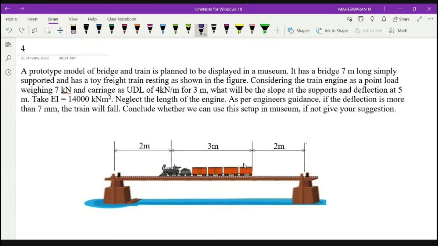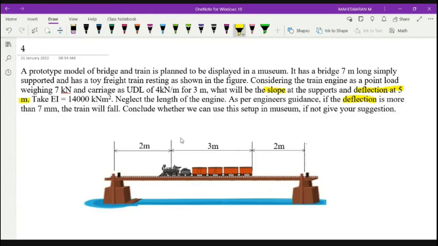The question is, they are asking two questions. Number one, you have to identify the slope and deflection at 5 meter. That is my first question. And the second one is, you have to identify the maximum deflection, and check whether it is less than 7 mm. If it is less than 7 mm, then you can say that this setup is okay. If it is not, you have to give some suggestion to make this setup work. So this is the overall question.